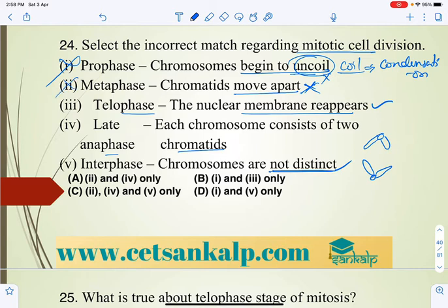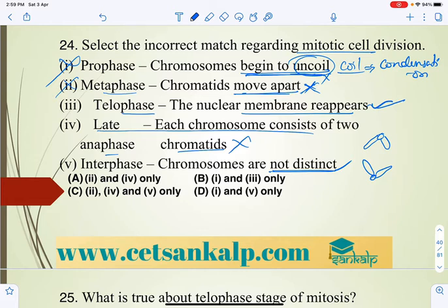And the next one, prophase, begin to uncoil, and metaphase, chromatids move apart, that is a wrong one. And this is the right one. And the fourth one is the wrong one. So here we can say that the first, second and third are the wrong statements.